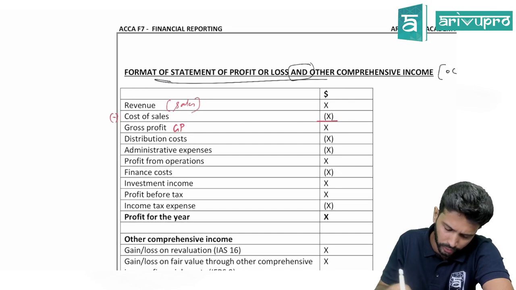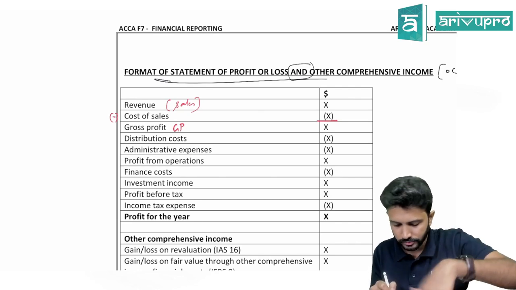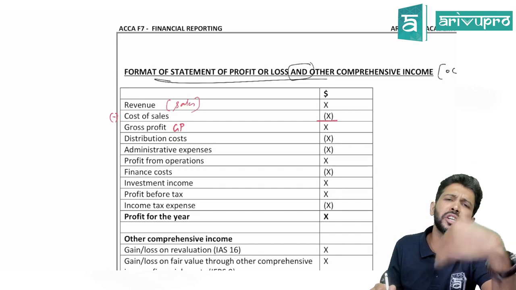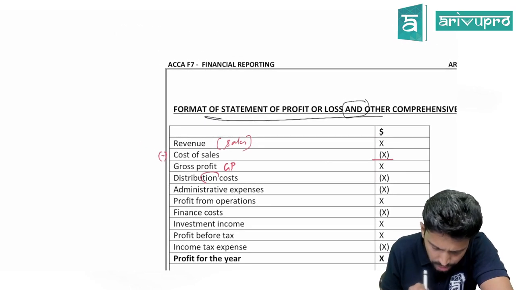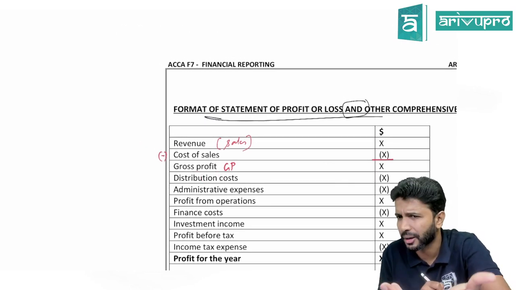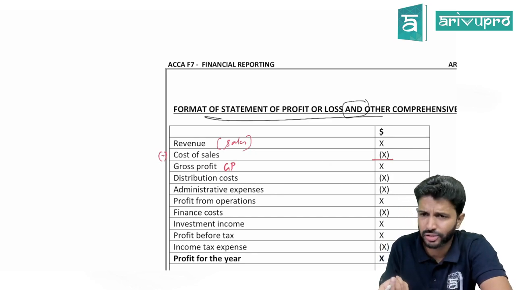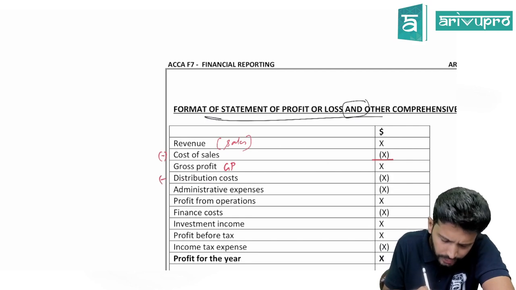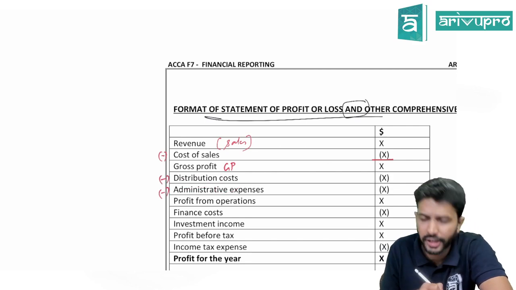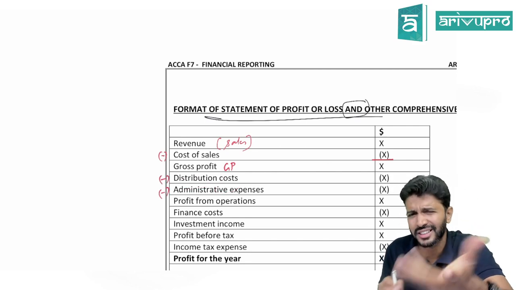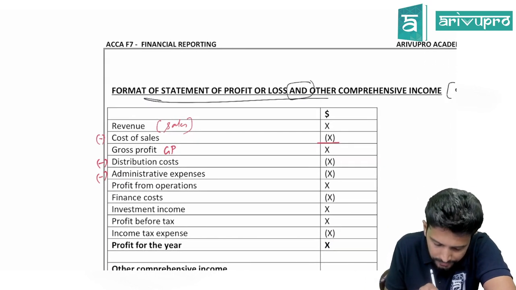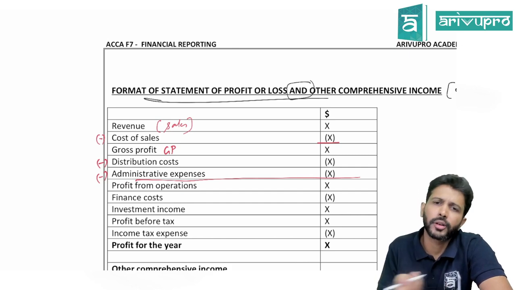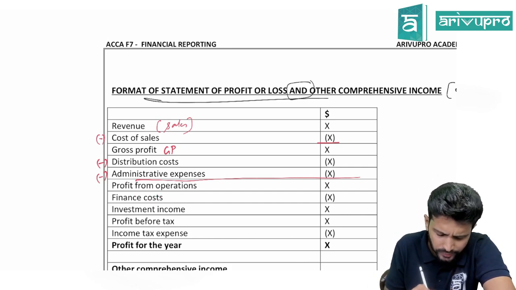Again, this you need to remember. Nobody is going to give you this. Okay. So, revenue minus cost of sales will give you GP. From GP, if you deduct distribution cost, like your selling agents' commission, advertisements, anything of those sorts, we call it distribution cost. If you deduct that, and if you deduct administrative expenses, like your depreciation, salary, and so on, you're going to get profit from operations.